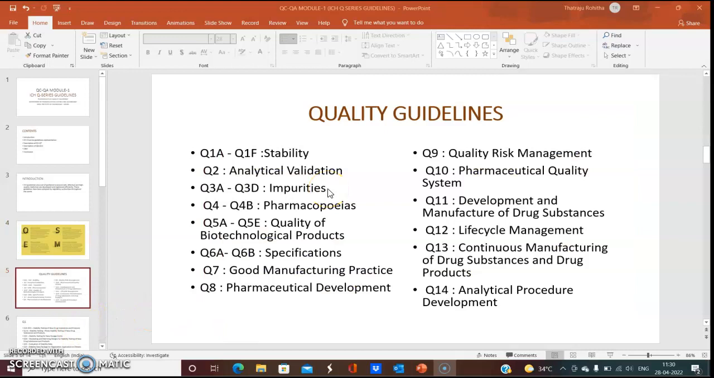Coming to the quality guidelines in specific, they are respectively from Q1 to Q14, where Q1A to F includes stability, Q2 includes analytical validation, Q3 is for impurities, Q4 is for pharmacopoeias, Q5 is quality of biotechnological products, Q6 is specifications, and Q7 is GMP, Q8 is for pharmaceutical development, Q9 is quality risk management, Q10 is pharmaceutical quality systems, and Q11 is development and manufacture of drug substances, Q12 is life cycle management, Q13 is continuous manufacturing of drug substance and drug products, Q14 includes analytical procedure development.